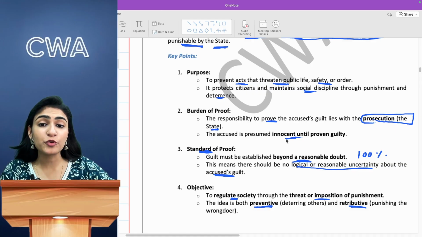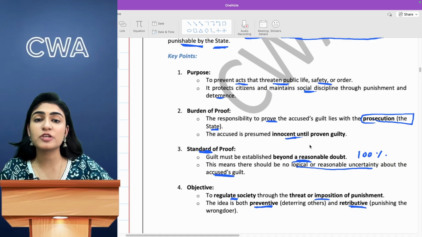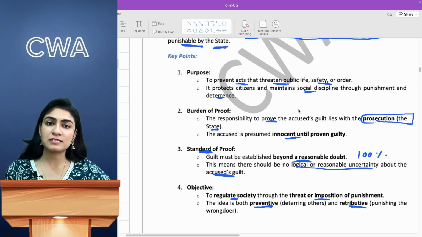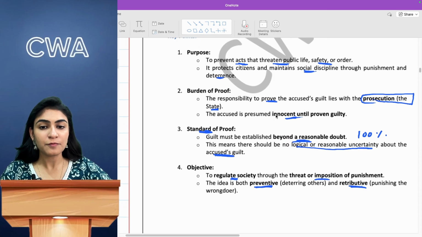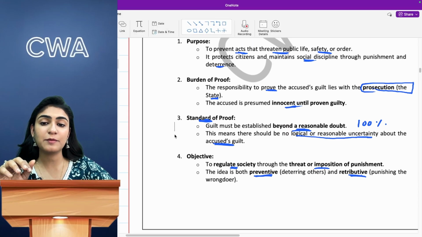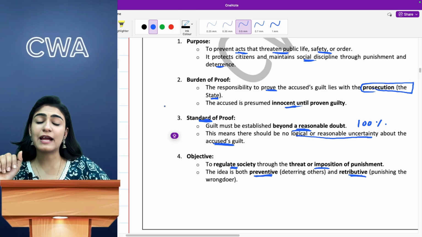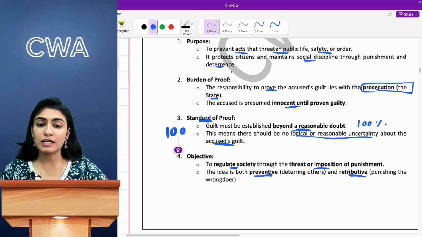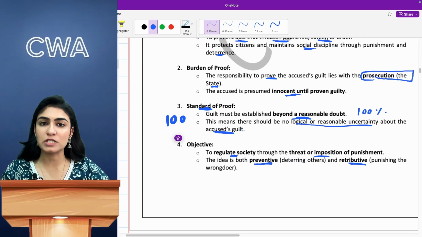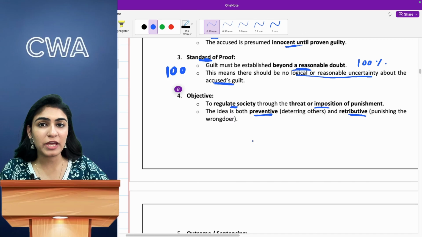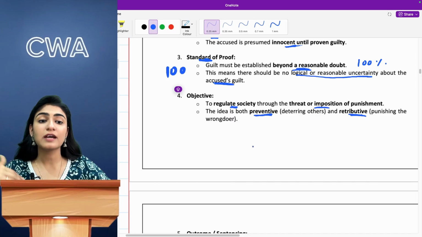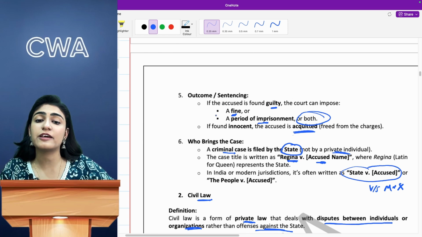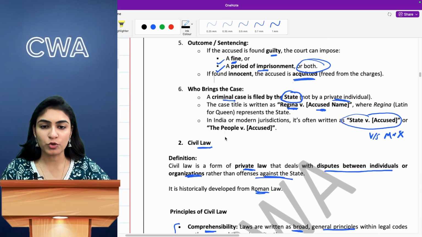We discussed the purposes. We discussed that the burden of proof is always on the state whenever there is a case against a person. In case of criminal law, it is stated as state versus so and so person. The standard of proof must be 100%. Basically, you should not have any reasonable doubt on the accused guilty person. The objective is to make society more disciplined, and we discussed that usually the outcome, if found guilty, can be a fine, imprisonment, or both.